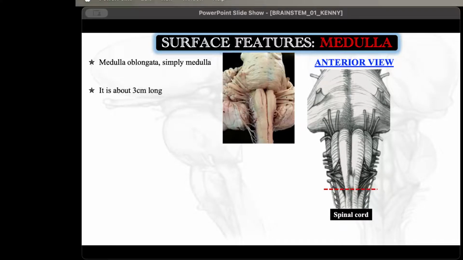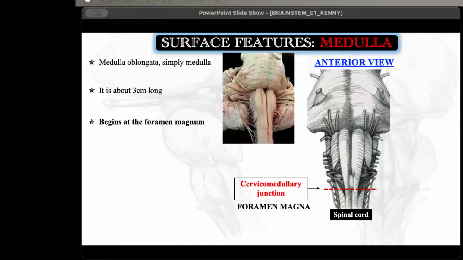It is about 3 centimeters long, which is just a short distance, and it begins at the level of the foramen magnum. That's where it changes name from the medulla to spinal cord, or from the spinal cord to medulla when you reach the level of foramen magnum. Among the most distinguishing features of the medulla is the pyramid.